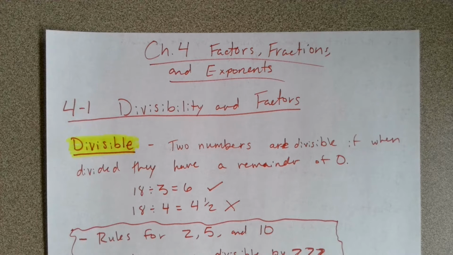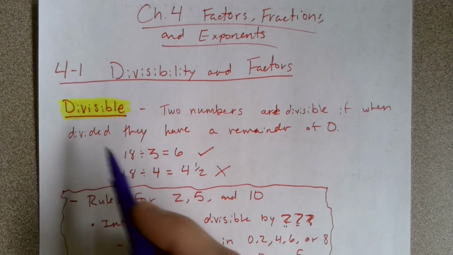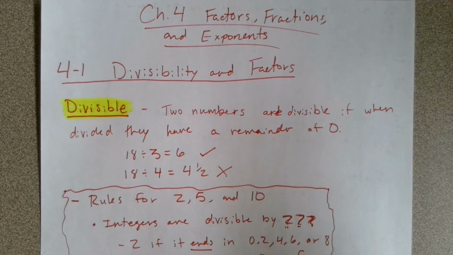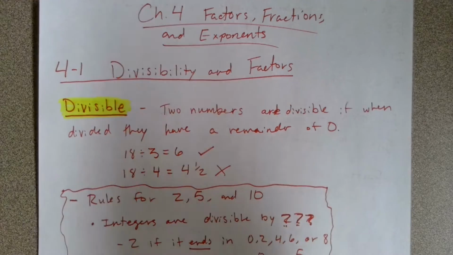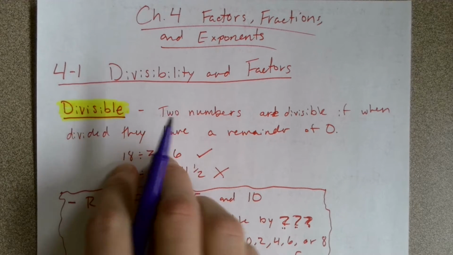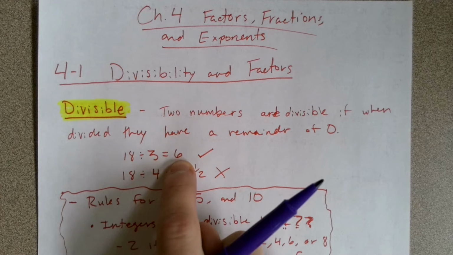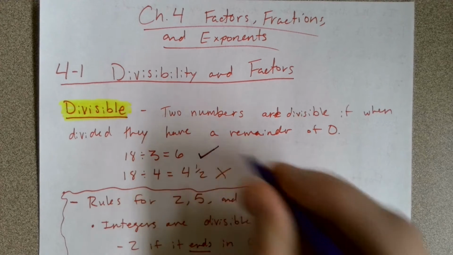All right. So when something is divisible, what that means is that two numbers are divisible if they can be divided and have a remainder of 0. What it really is telling us is if when we divide them, they divide out evenly. If they divide into a good number and not a decimal or a fraction, then they are divisible. So for example, we have 18 divided by 3. Those two numbers are divisible because they equal 6. There's no decimals, there's no fractions. That checks off, that's good.